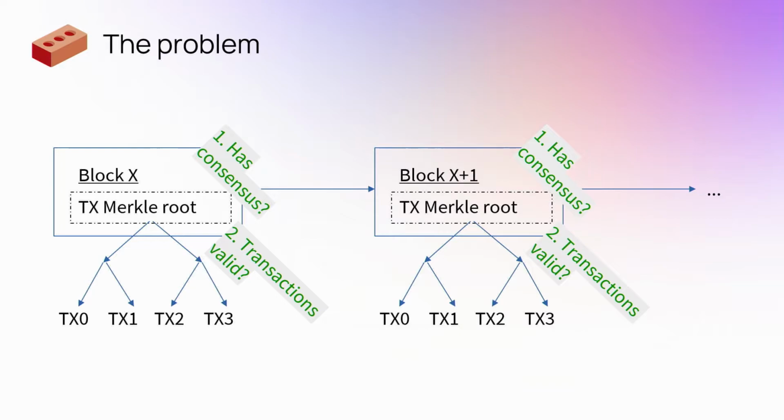But obviously the problem with this approach is that full nodes, to verify the chain, have to do effectively two things. The first thing is they have to check if the chain has consensus, and the second thing is they have to actually process and execute every single transaction to check that all the transactions are valid. And that obviously doesn't scale, and it's quite limiting, because it doesn't scale if full nodes have to execute the entire state and transaction history of the network.